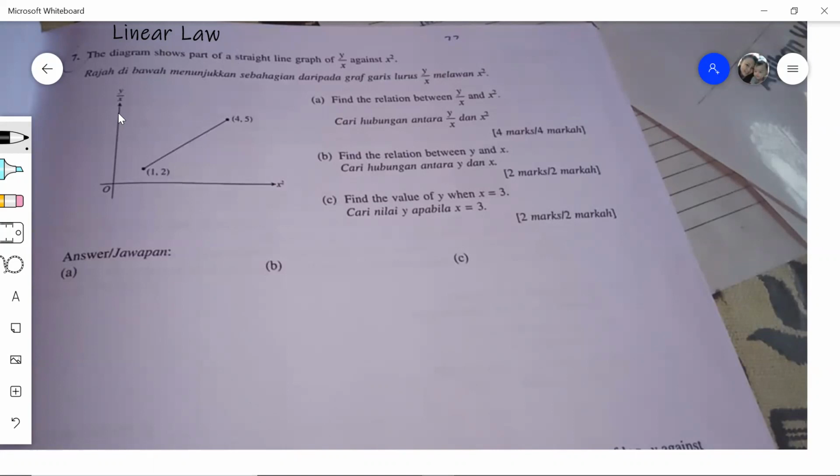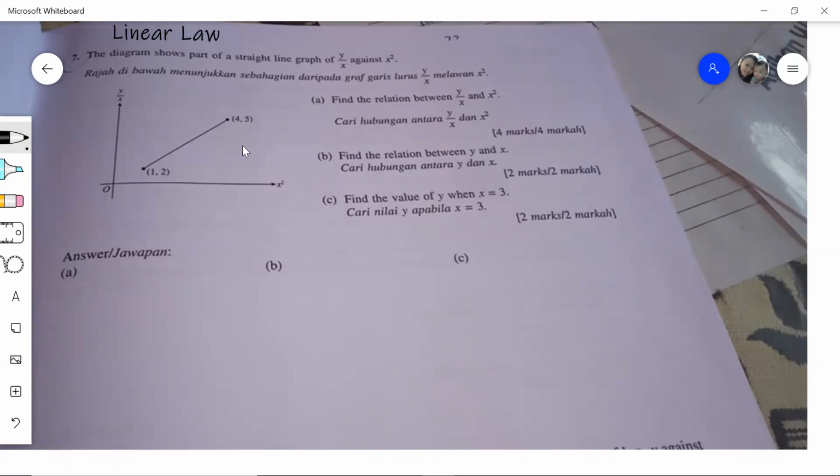And on your y-axis, it's not the usual y, but it is y over x in this case. Sometimes it could be log y, sometimes it could be x times y, and things like that. So immediately with all these, you must relate this to linear law.